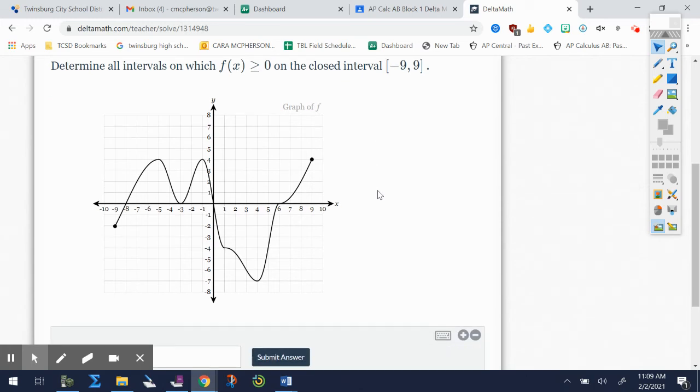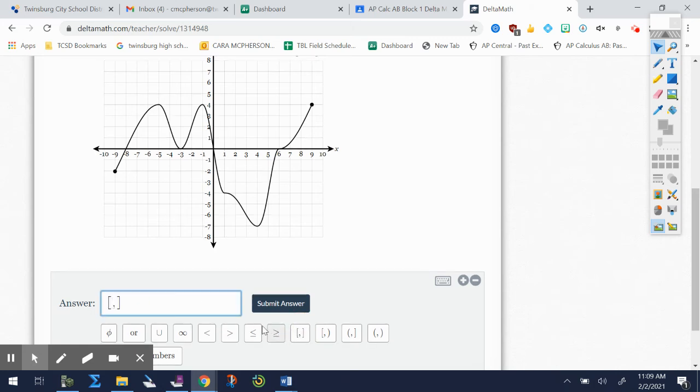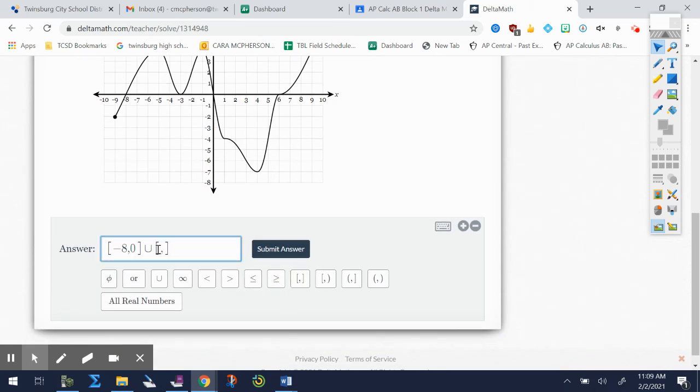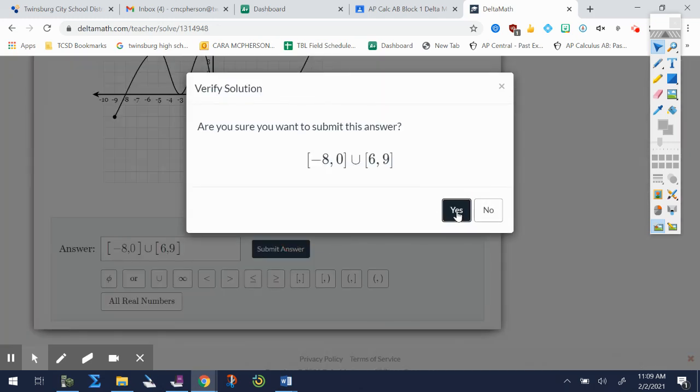So for this one, it is greater than or equal to 0, starting at -8, and it actually stays above. I know it touches the axis here, but it's still equal to, until it gets to 0. So we're going to type that in with brackets as -8 and then 0. And then if you want, you can use this little union button, or you can click the little plus sign and give yourself another interval. It comes back to the axis and above from 6 on. It stops at 9 because my interval goes to 9. So I'm going to go from 6 to 9, and I'm going to submit that answer.